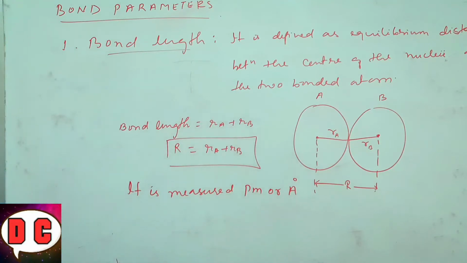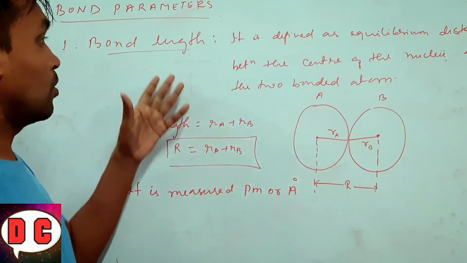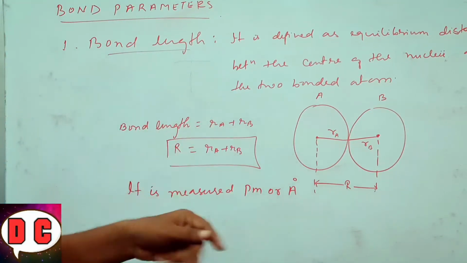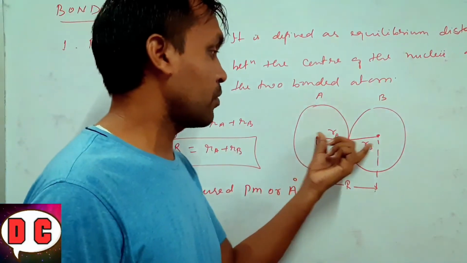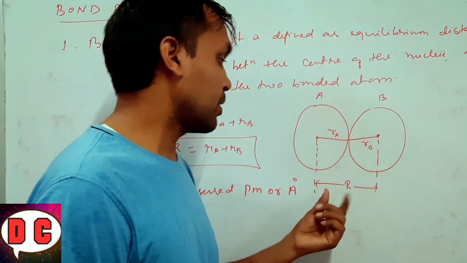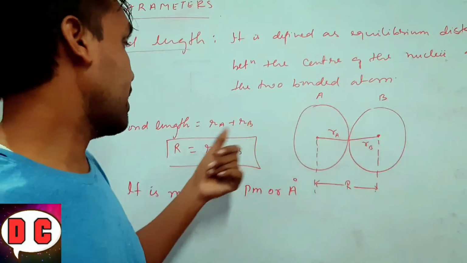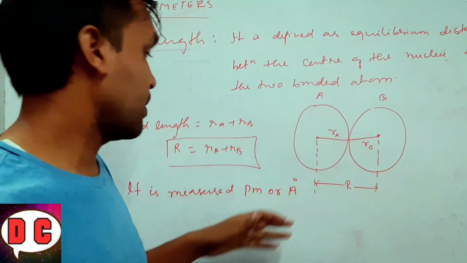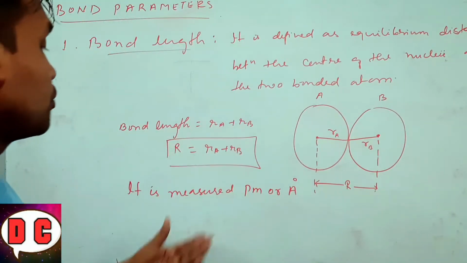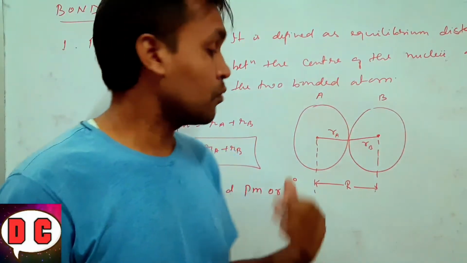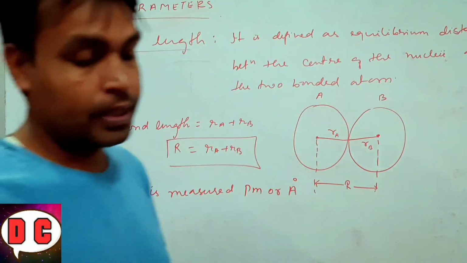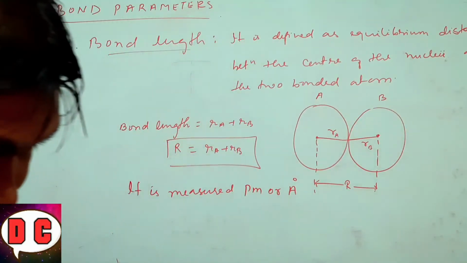So the first parameter we have discussed today is bond length. And what is bond length? It is the equilibrium distance between the center of the two nuclei of the two bonded atoms. Bond length equals RA plus RB, and the unit of bond length is picometer, or we can call it angstroms. So this point is clear, I suppose.